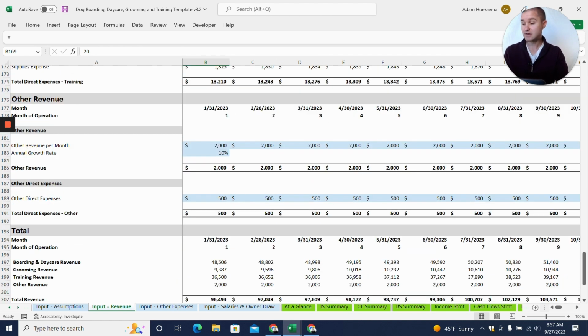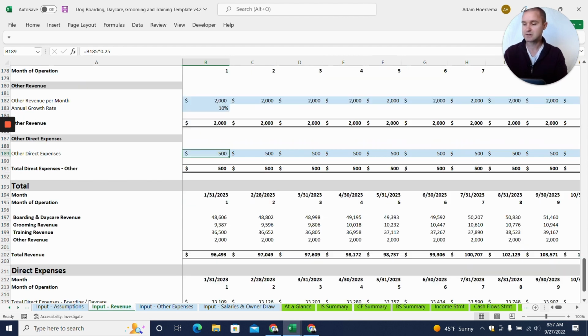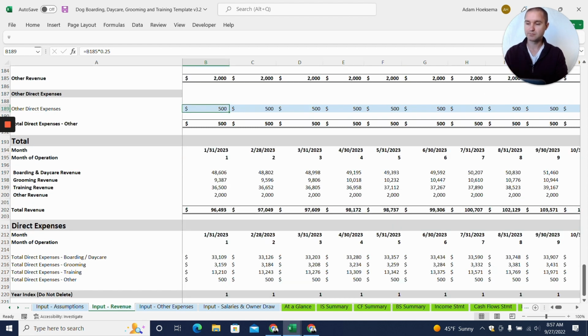And then lastly, we just have an other revenue section. So anything else you might be selling, you just want to put in, hey, we think we're going to sell $2,000 worth of leashes and dog bowls and doggy t-shirts and whatnot with our branding on it. We're going to sell $2,000 a month with a 10% annual growth rate. And our cost of goods sold, our direct cost for that is going to be $500. And that completes your revenue and cost of goods sold projections.